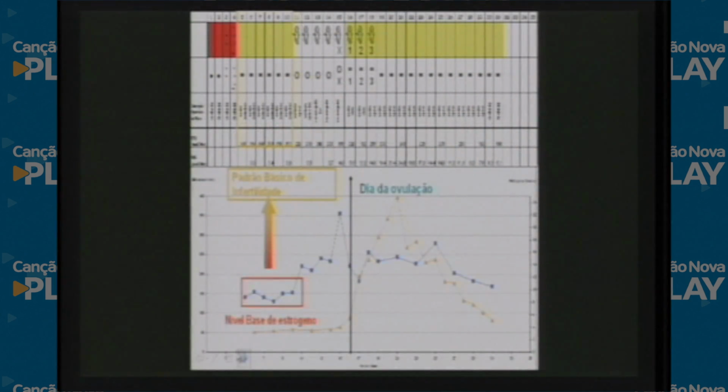But then for her, in this cycle on day 11, she said, I feel wet. She knew that she had reached the beginning of fertility. And you can see from the blue estrogen line how accurate she was.